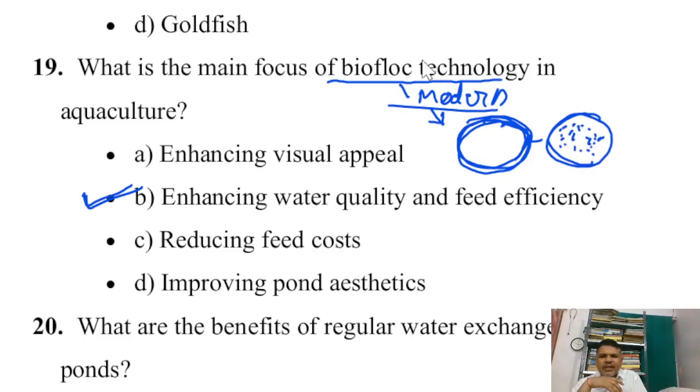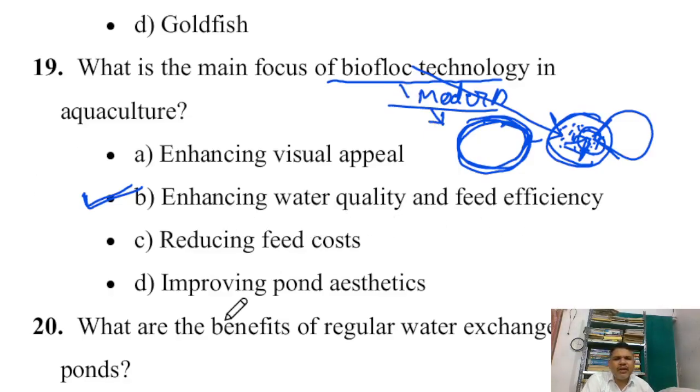But by adopting bioflok technology, there is a cyclic process of treatment of this water. So it requires no change of water, and we can perform aquaculture activity in a very short space. So it enhances the water quality. Water quality is not going to be degraded by the accumulation of excretory wastage, and it also enhances the feed efficiency. So the main focus of bioflok technology, that is the modern technology, is enhancing water quality and feed efficiency.